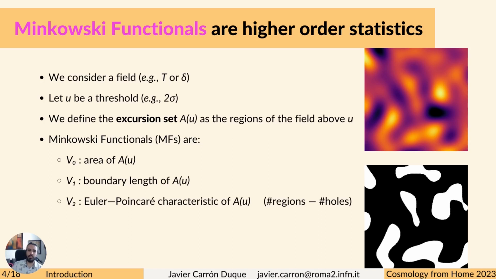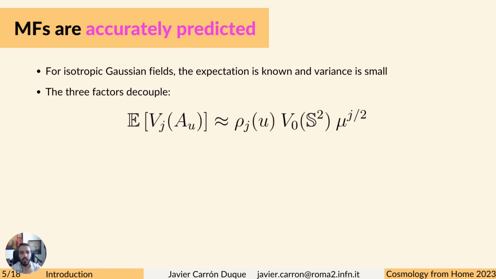So, okay, you may be saying, yeah, I have my field, I can compute these quantities for different thresholds, but what information is this giving me about non-Gaussianity? This in principle is not related at all. And yes, but the good thing is that for Gaussian isotropic fields, these quantities are very accurately predicted. So for isotropic Gaussian fields, the expectation value of these quantities is known, but also the variance is small. So we have very accurate predictions of what these numbers should be for all thresholds.